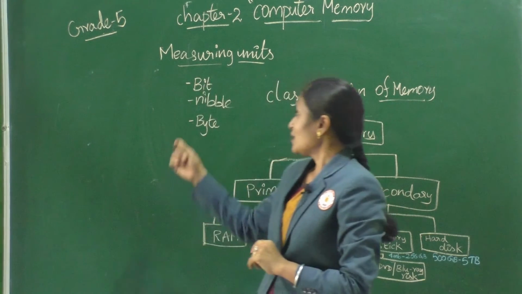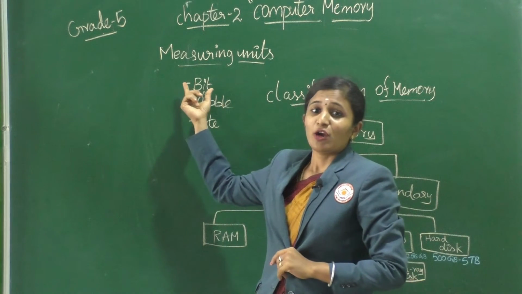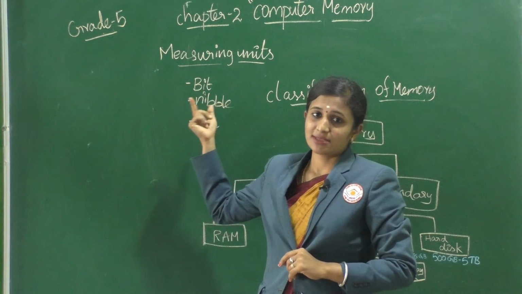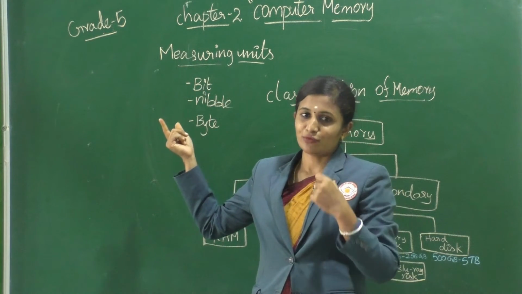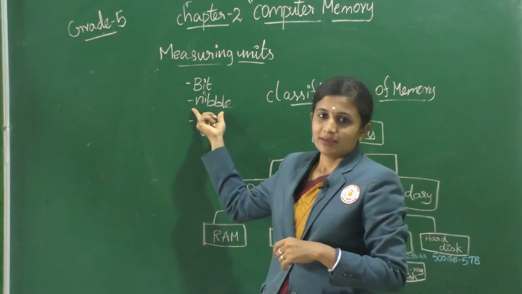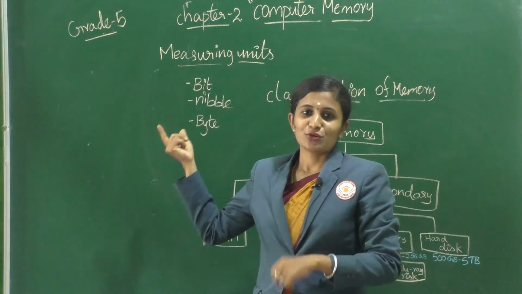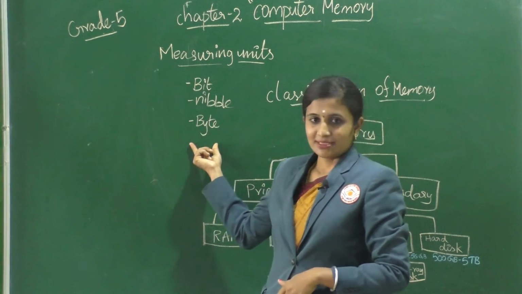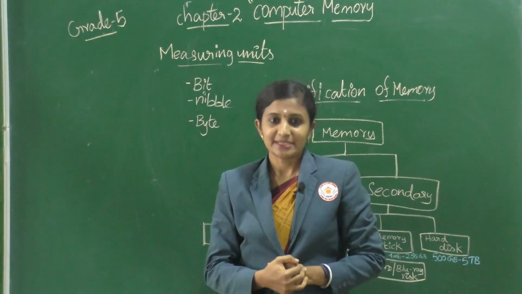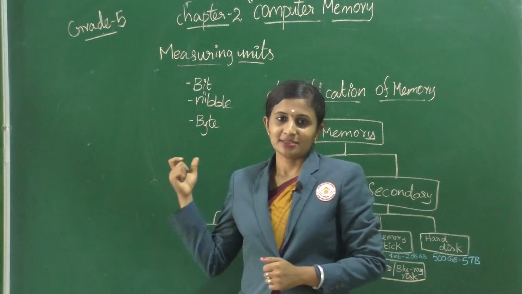First of all, how memory is stored in the way of bits. The bits we have discussed in the class, right? 0 and 1s. And what about a nibble? A combination of 4 bits is called a nibble. What about a byte? A combination of 8 bits is called a byte.